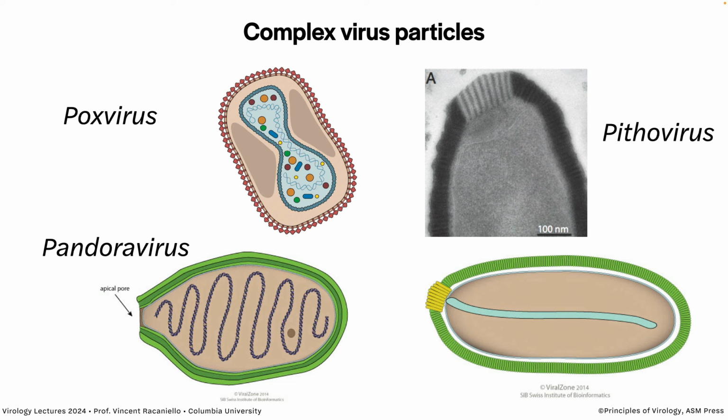And finally, complex particles don't have any rules of symmetry. They're made of different structures, so poxviruses, Pandoraviruses, pithoviruses, they typically have membranes. They have a large core containing DNA, like you see in the poxviruses. But you see Pandoravirus, the DNA is extended. It's different in pithoviruses. So these are made up of many, many hundreds of proteins in no particular symmetrical order. That's why we call them complex particles.